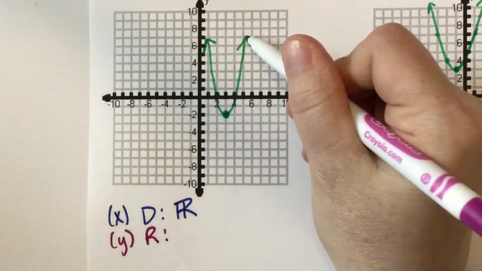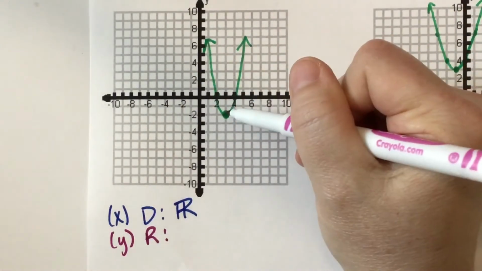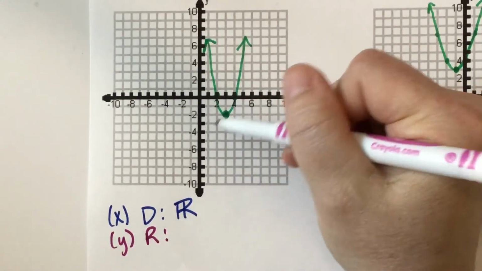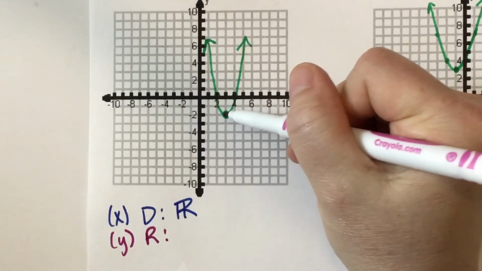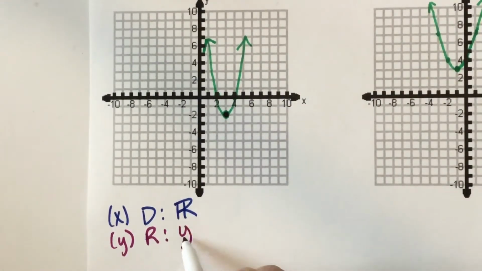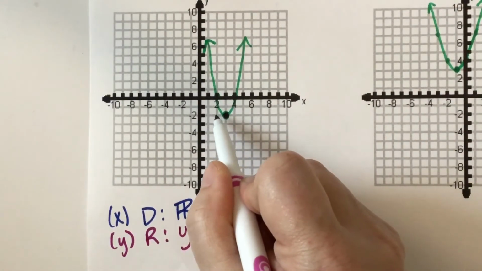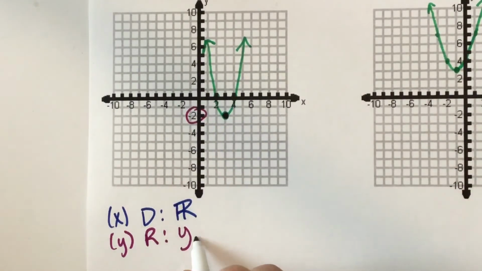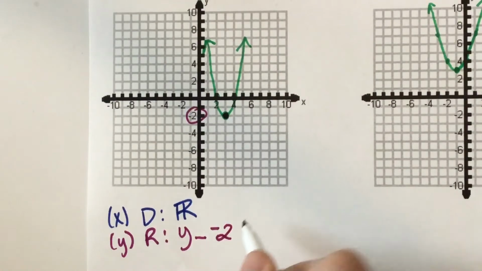So now I'm looking up and down. So I can tell that this graph is going to go forever up, but it does not go forever down. This happens to be the lowest it goes. So I need to know who my y value is there. So I look over at my y-axis at that lowest spot, and the y is a -2. So it starts off equaling a -2.